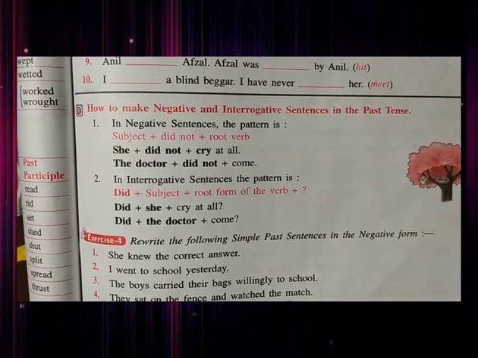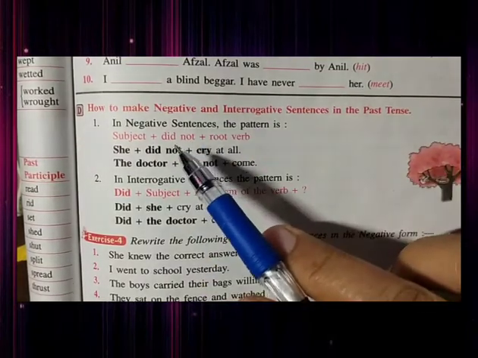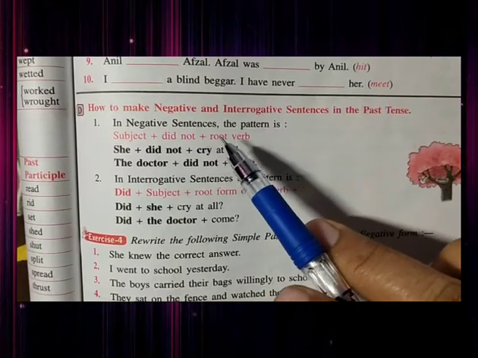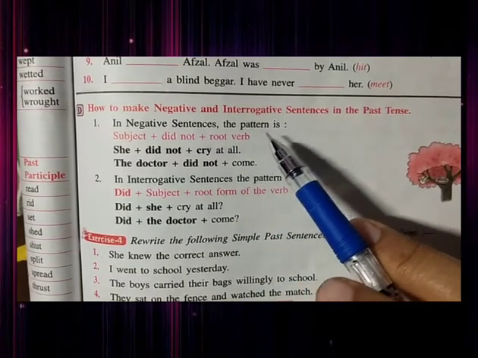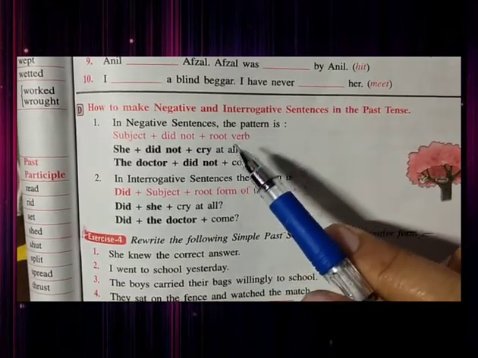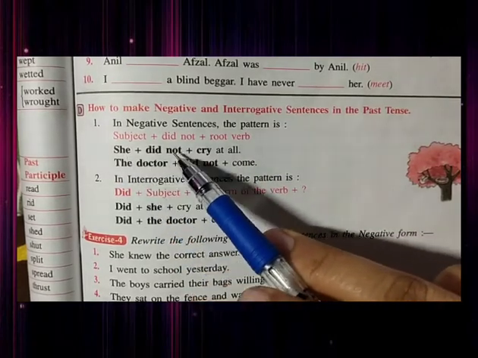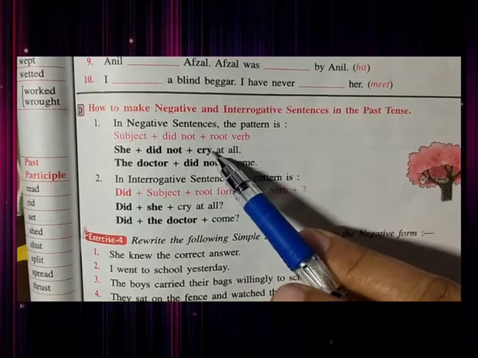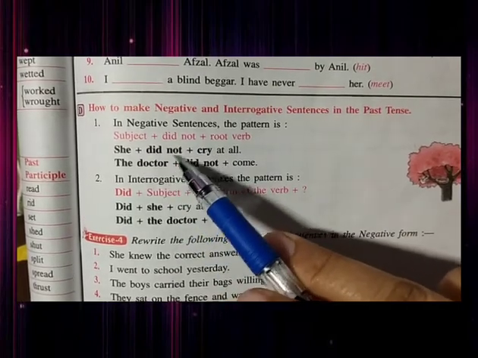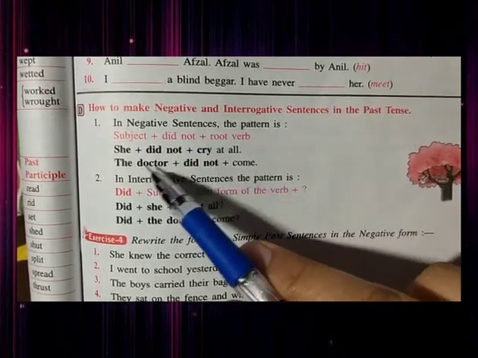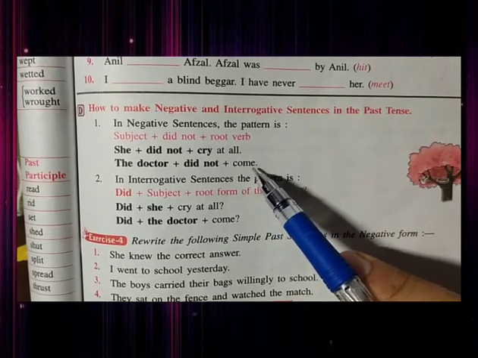For this, we have to use subject plus did not plus root verb, that is first form of the verb. This is the pattern for the negative sentences. Here you can see she plus did not plus first form of the verb. So she did not cry at all. The doctor did not come.